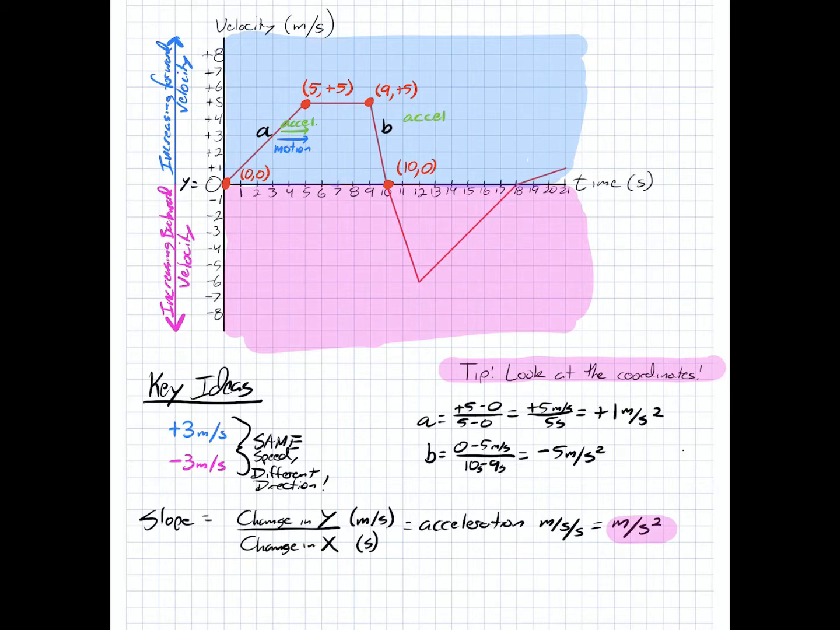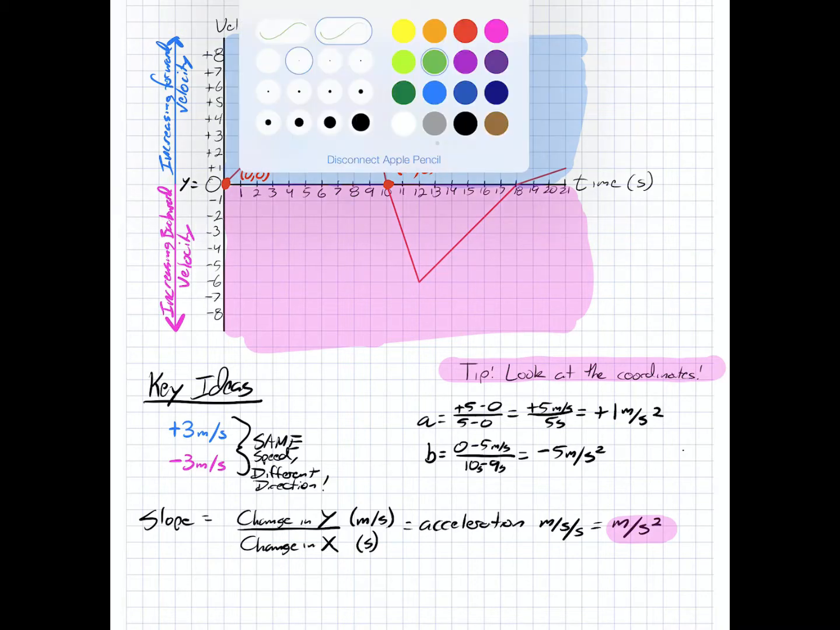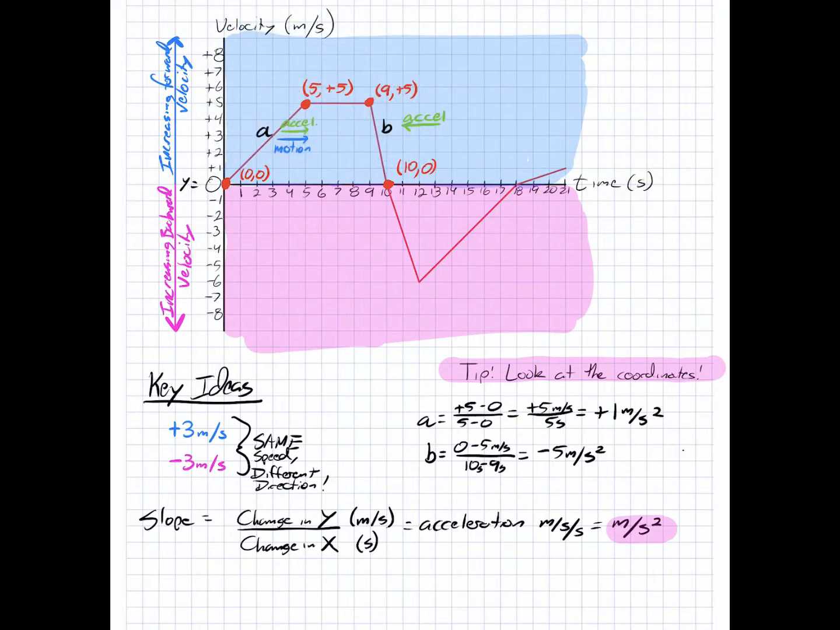Acceleration is now in the opposite direction. It's negative. Negative acceleration is in the opposite direction of positive. But our motion is still positive. It's still forward. Okay? So that means we're going to slow down. All right? So here we are slowing down. Here we are speeding up.